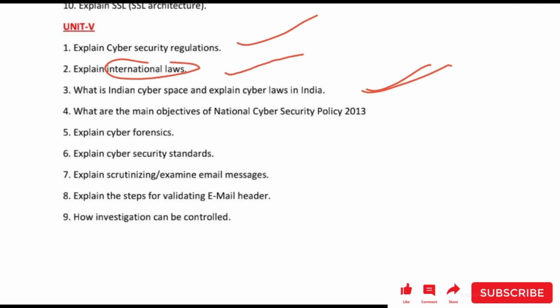Just see them once. What are the main objectives of National Cyber Security Policy 2013? They may ask you because it is a recent policy that has been implemented. So just go through it. Explain cyber forensics, what they will do, and cyber security standards. See, these may come for 4 marks, or they may come for long marks. In a combination, they will ask explain the below, like that they will give you in the question paper. Just go through it.